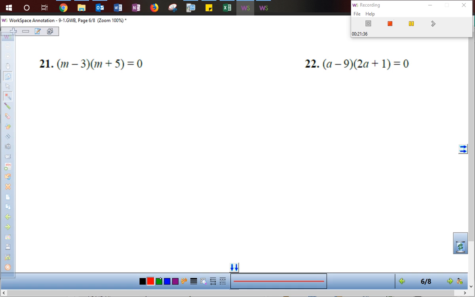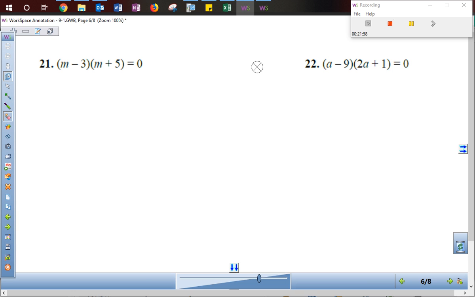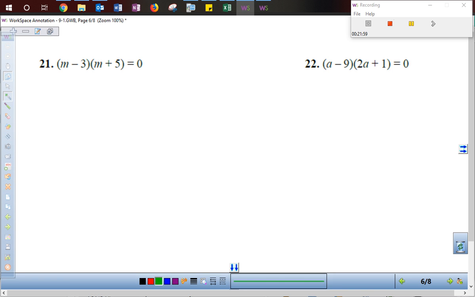Now on number 21, it looks a little bit different because I have two binomials. Again, you might be tempted to FOIL, but if we do that, we end up with m squared minus 3m plus 5m minus 15, which has a degree of 2, and I can't solve that. So we need to use this zero product property to help us solve. I have two terms being multiplied together, and I get a result of 0, hence the zero product property.